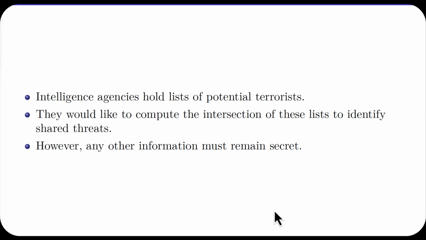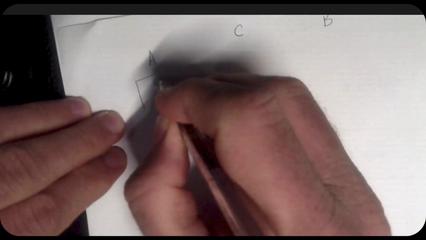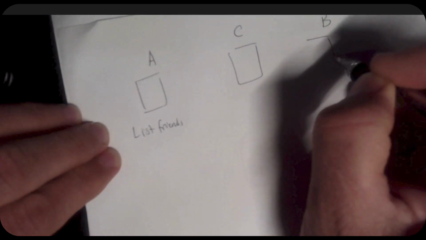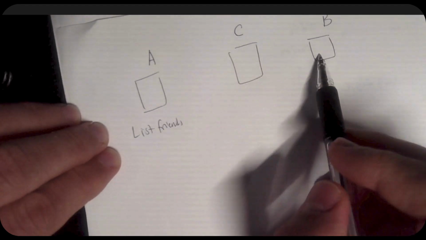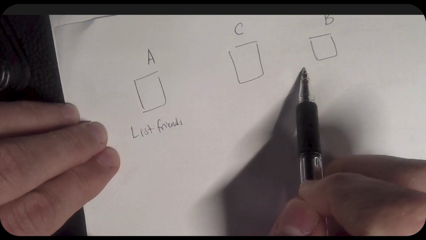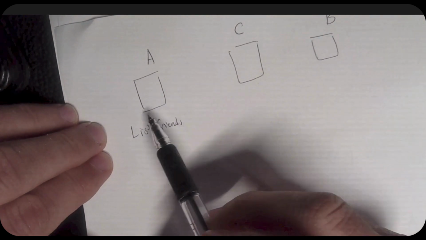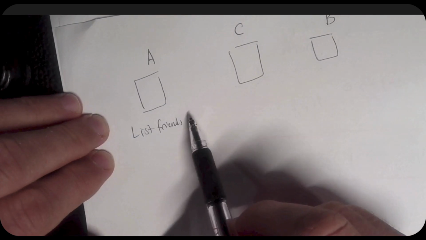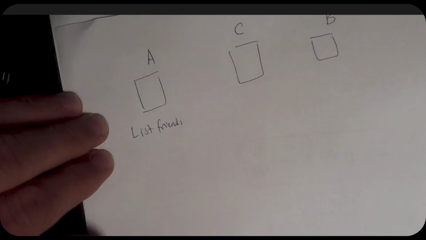Let's do a different, easier example. Assume that we have three people, A, B, C. Each of them has a list of friends. They don't want to share the actual list of friends they have, but they try to find the common friends among them. You got this one? They don't want to share the actual list, but at the same time they want to reveal the common set of friends among them.